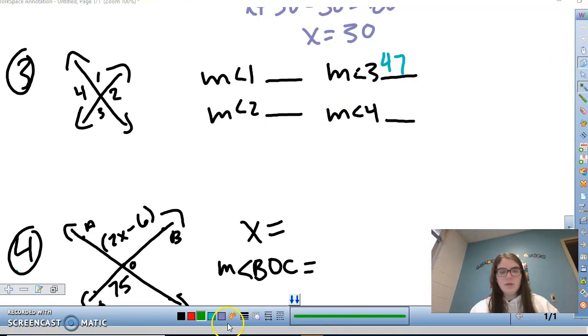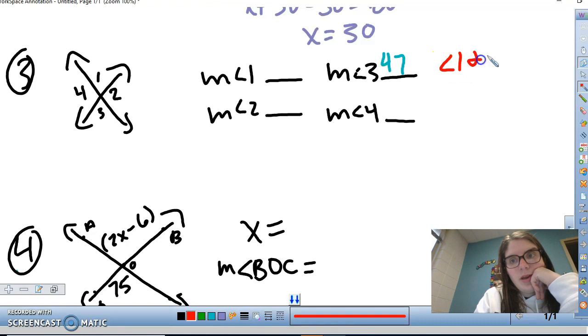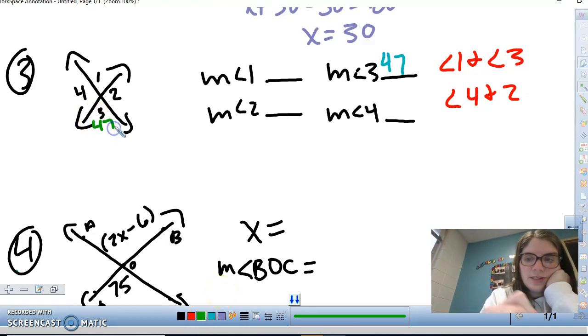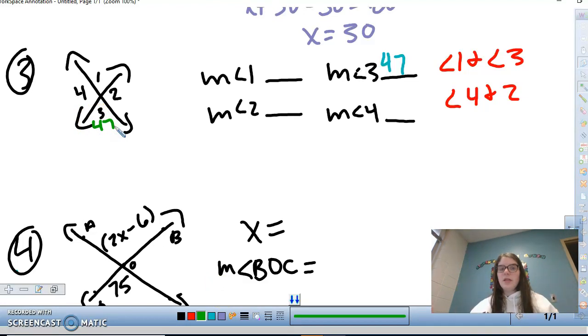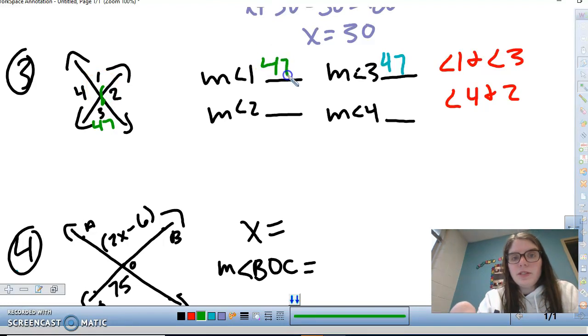All right, so the first thing we're going to do is list our vertical angles. Again, I have angle 1 and angle 3. Then I have angle 4 and angle 2. So I know that angle 3 is going to be 47 degrees. And when I have vertical angles, remember that they equal each other. So since 1 and 3 are vertical angles, angle 1 is also going to be 47 degrees.